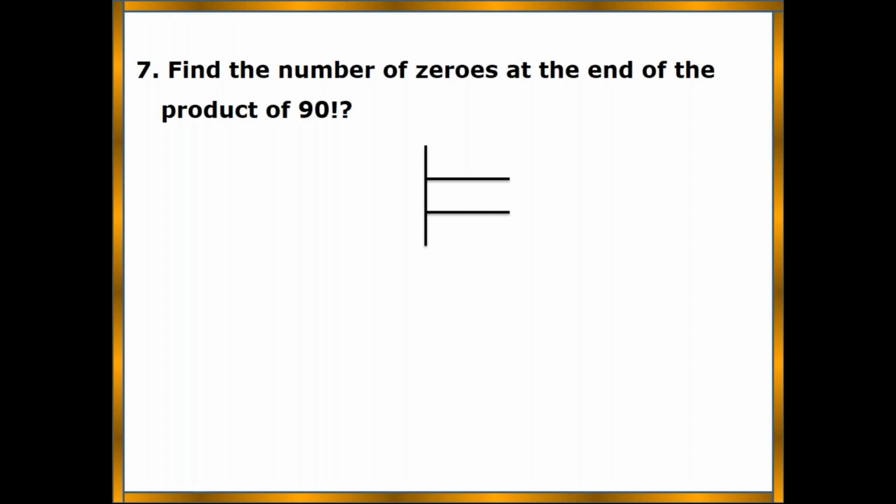Find the number of zeros at the end of 90 factorial. Number of zeros means 10 power. 10 power means 5 power. Please understand how to ignore 2 power. 90 divided by 5, 5 18s are 90, 5 3s are 15. Ignore the remainder. 3 plus 18, 21 is the correct answer. There are 21 zeros at the end of the product of 90 factorial.